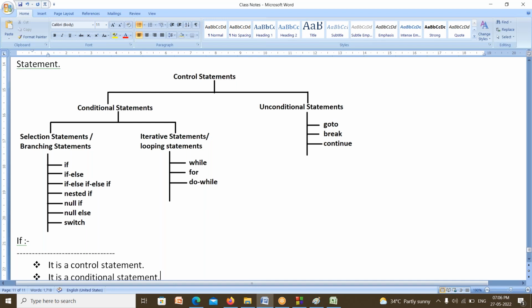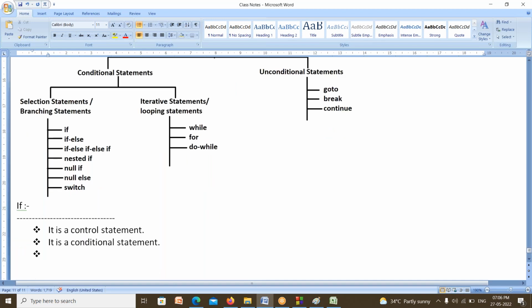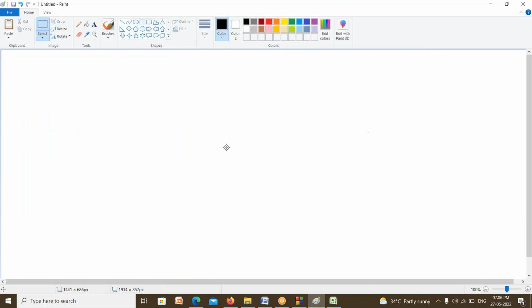What is the meaning of conditional statement? Without a condition, you cannot write if. If you want to use if, you have to write a condition. So it is called a conditional statement. It is also a selective statement. I will explain what a selection statement is here.